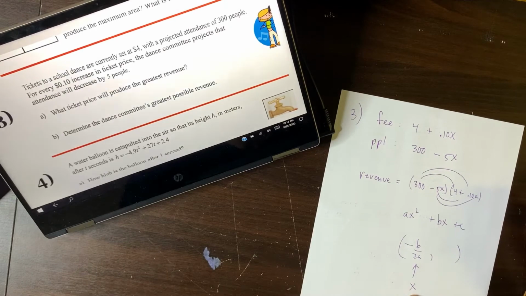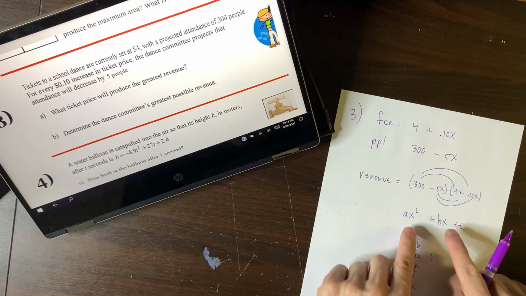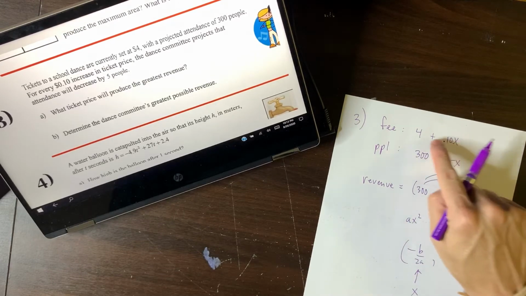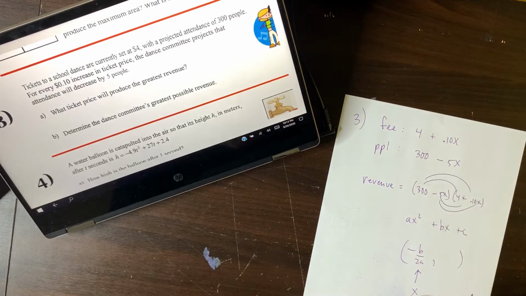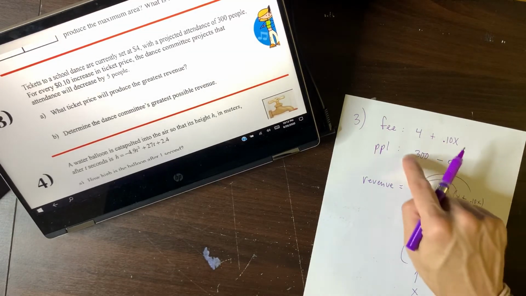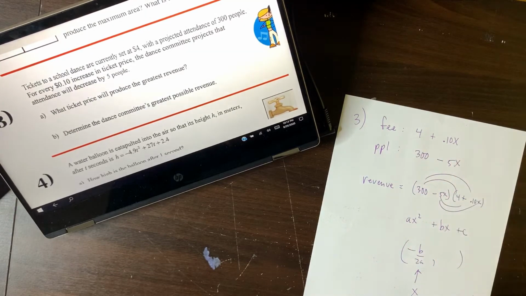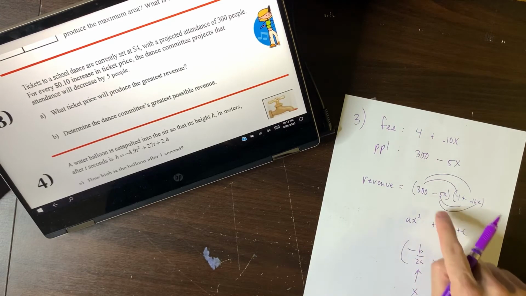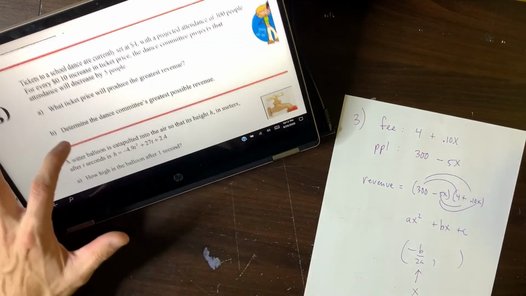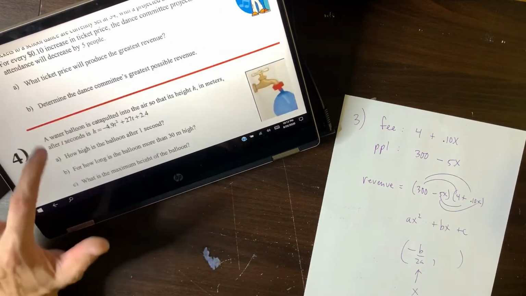Whatever x is, some number, you plug it in there. So you plug x into here if you want to know the ticket cost. You can plug x into there to see how many people you'll have. I don't think the question asked for that, but there it is. But then you take x and you plug it in here, or even there if you want, to see the maximum revenue possible. Let's see, question number 4 looks a lot like question number 1.